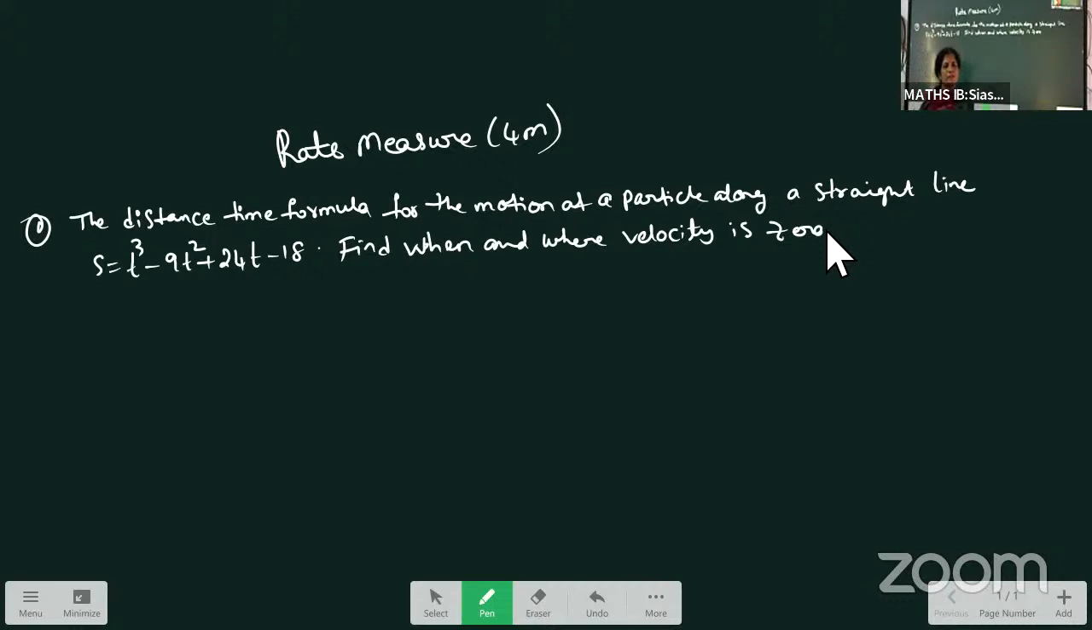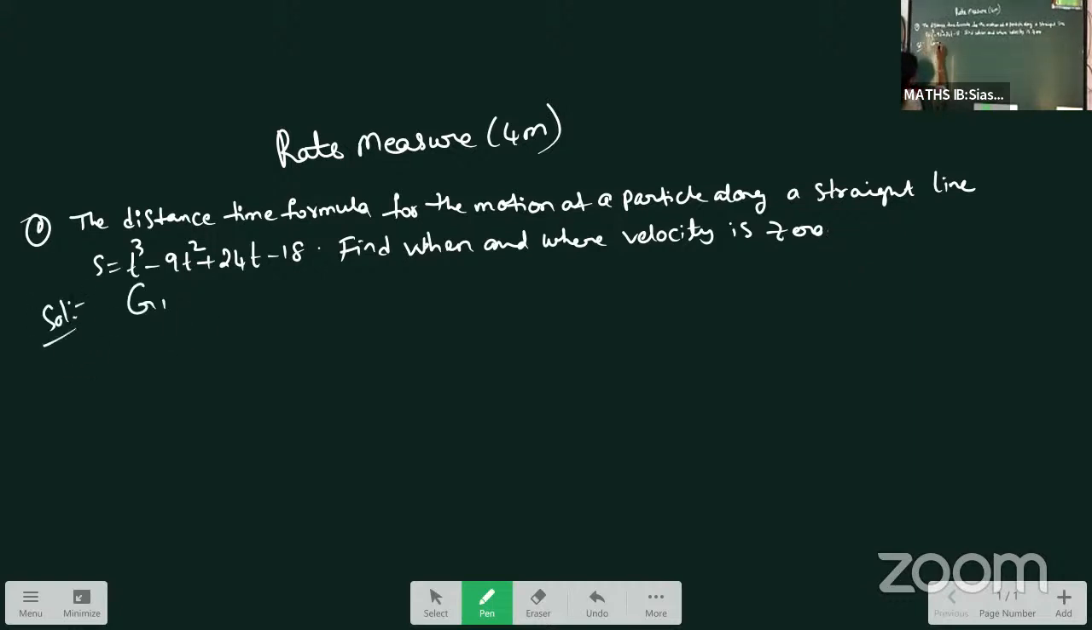Here what is given? Distance equation is given. He is asking at what time the velocity is 0, at what point the velocity is 0. So how to find out velocity when distance is given? The derivative of the distance is nothing but velocity, and the derivative of velocity is nothing but acceleration. If we know these two concepts, easily you can solve this chapter's questions. So first, solution.